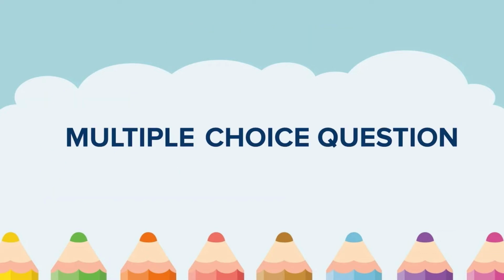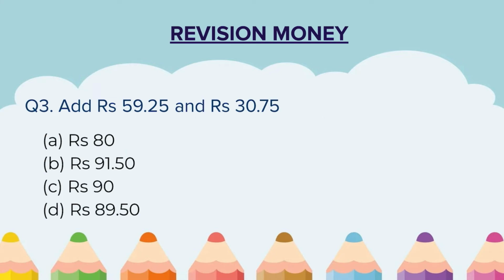Next we come to the category of multiple choice questions or MCQ. Here you will get 4 options and you will have to choose the correct option. Question 3. Add 59 rupees 25 paise and 30 rupees 75 paise. This could come in the form of multiple choice or in the form of a normal addition question. The steps that you will do are going to be same. It is just that in case of a multiple choice question, you will be doing the calculation in the rough. And in case of a normal regular question, you will be doing the same calculation in the fair.